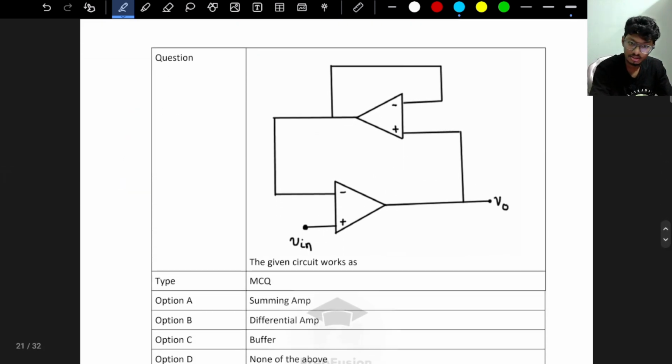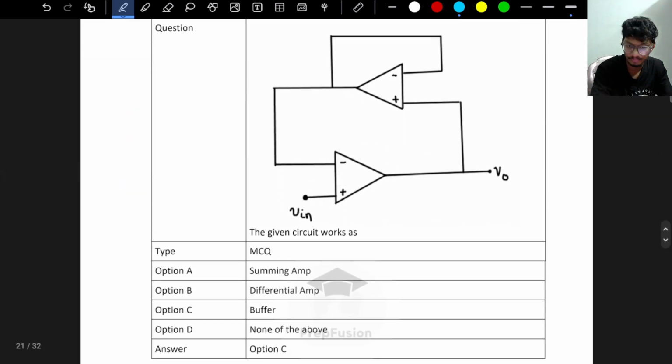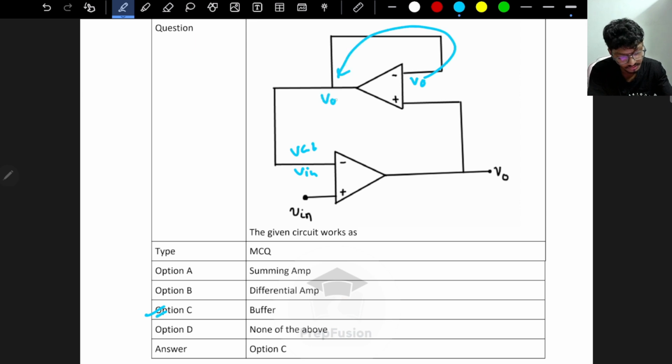This one will simply work as a buffer. Why? Because you will simply apply VGC. If VGC is applied, then here Vin will come out. If here Vin comes out, this will also be Vin. This is VO, and this VO will come here because you are applying VGC. VO will be equal to Vin.